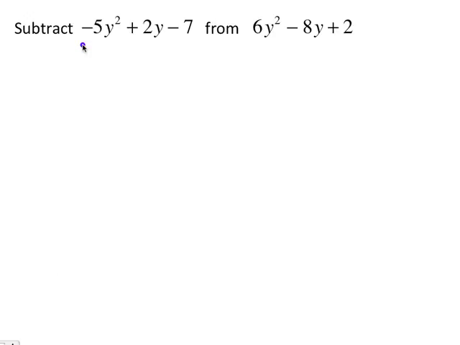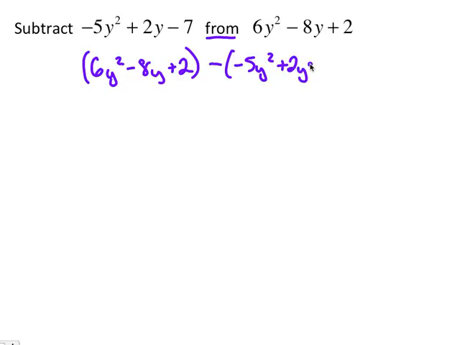We need to subtract negative 5y squared plus 2y minus 7 from 6y squared minus 8y plus 2. So we'll talk about subtracting them. First of all, we have to remember, even when it was just numbers, if it said subtract something from something else, you actually switch the order on these two. So the way this should be written out would be 6y squared minus 8y plus 2 minus negative 5y squared plus 2y minus 7. Okay?